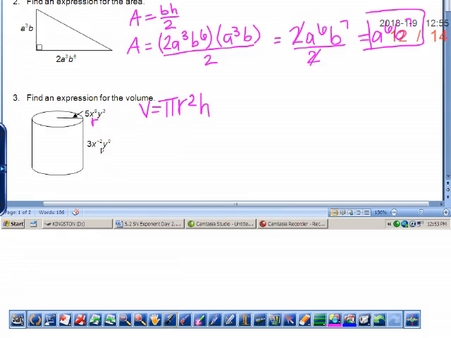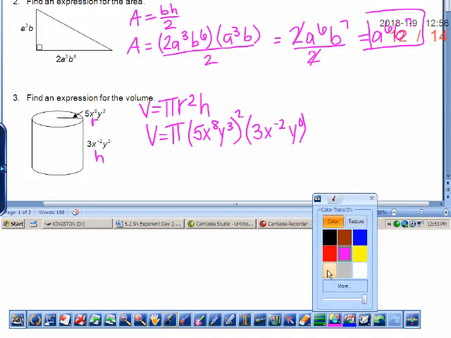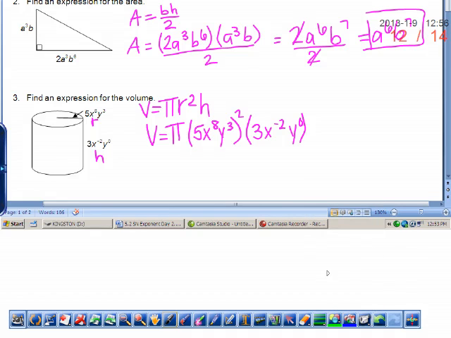So this is my radius, and this is my height. So my volume is pi times 5x to the 8th y cubed, squared, times 3x to the negative 2 y to the 0. Okay?